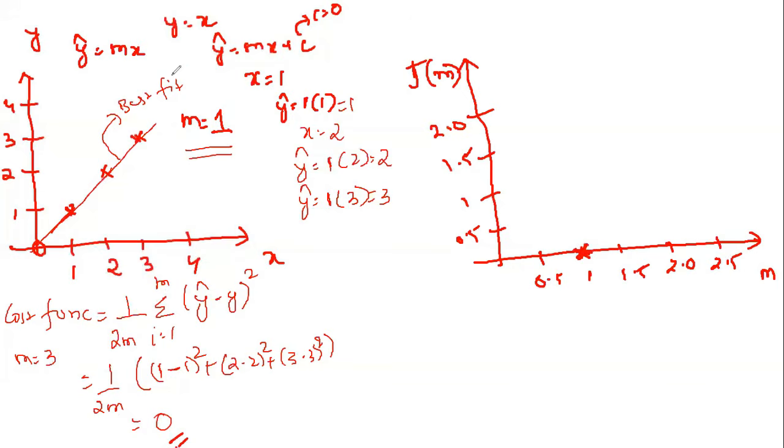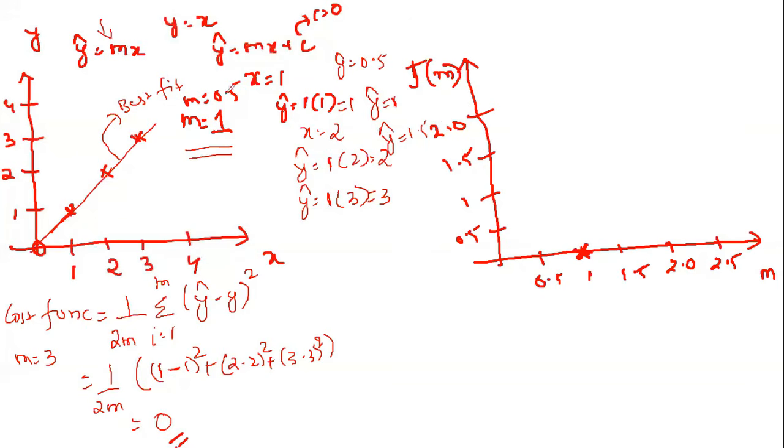Now in my next step, I'll change this m value. Suppose I take my m value as 0.5. Okay. Now with respect to m is equal to 0.5, for this equation, if I equate, my y hat for x is equal to 1 will be 0.5. My y hat for x is equal to 2 will be 1. And my y hat for x is equal to 3 will be 1.5. See how I'm getting this, guys? You just have to equate this.